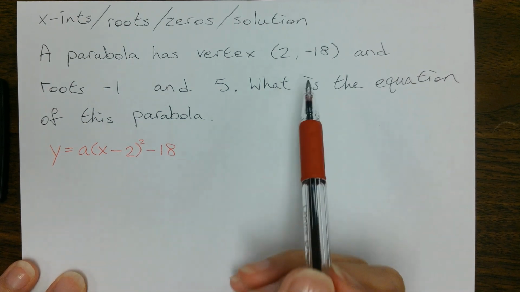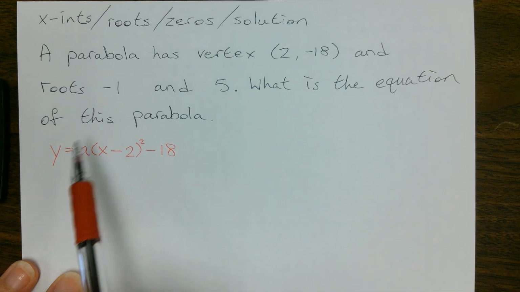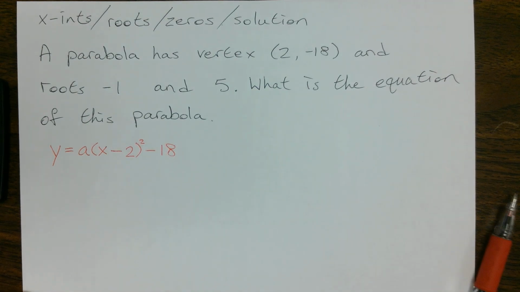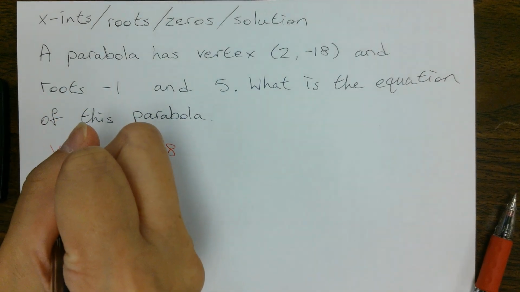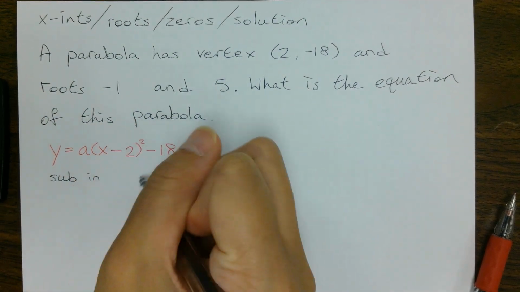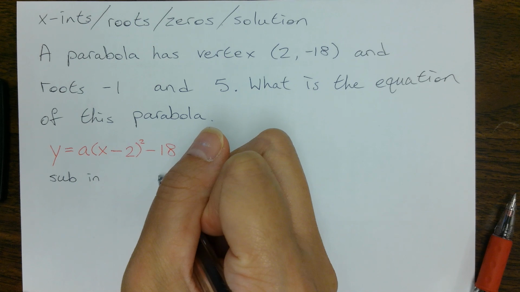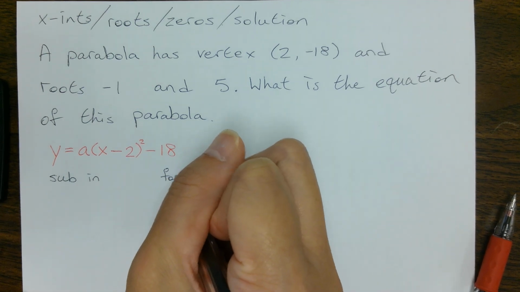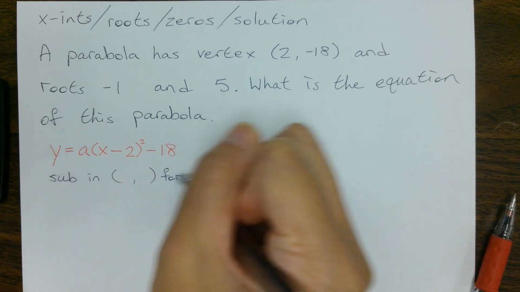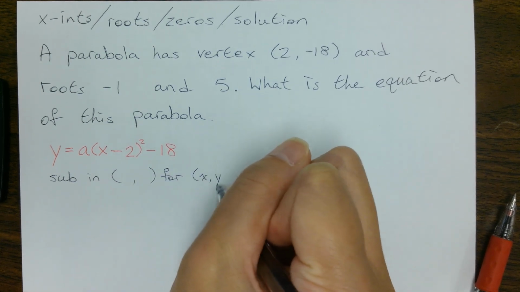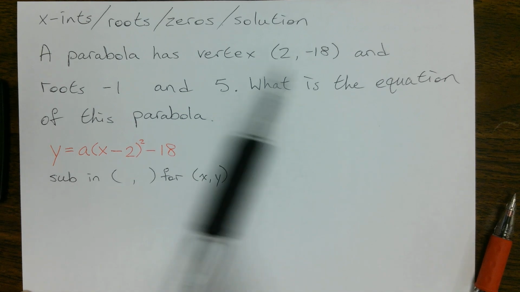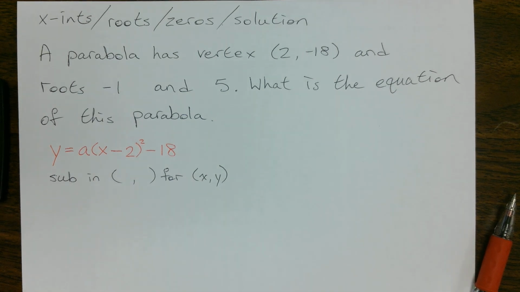Okay. So we used our vertex and we set up our equation. So thinking back to what we did the last 2 days, I have to sub in one other point to solve for a. Sub in something for x and y. All right. Am I given another point here? Right?